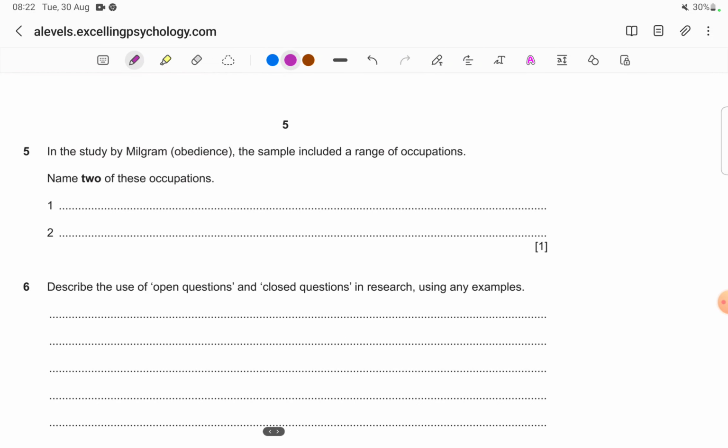Okay, this is a completely descriptive answer. There's nothing much to think about. This is more like a typical paper 1 question. In the study by Milgram, the sample included a range of occupations.